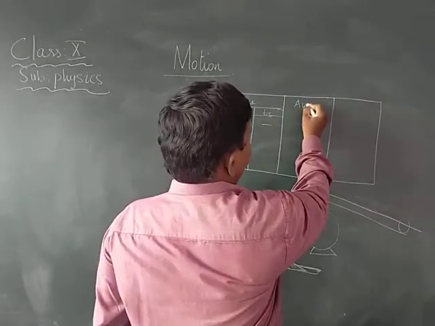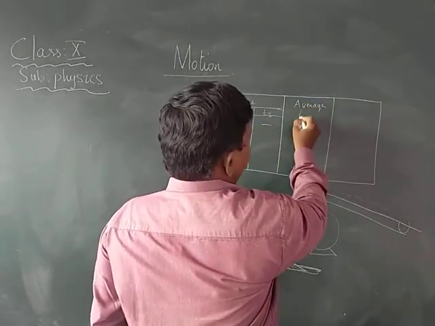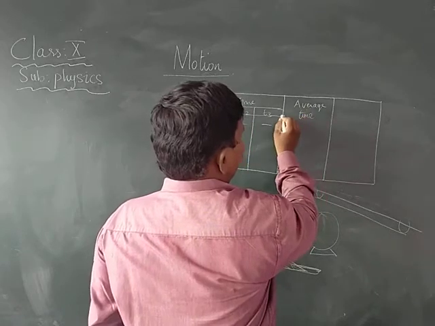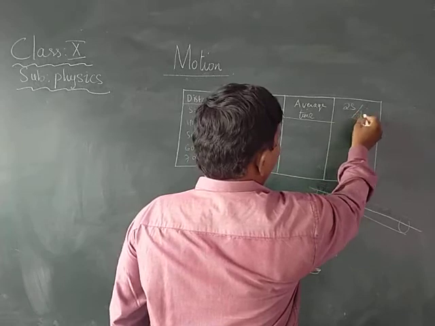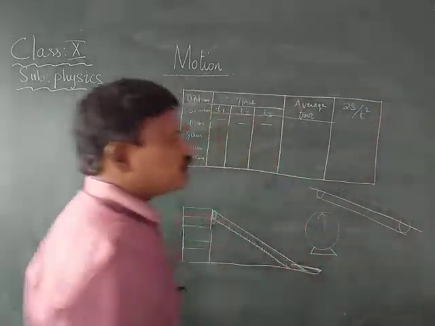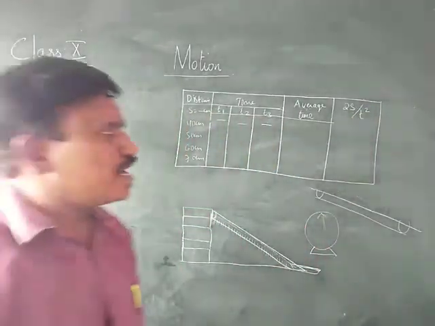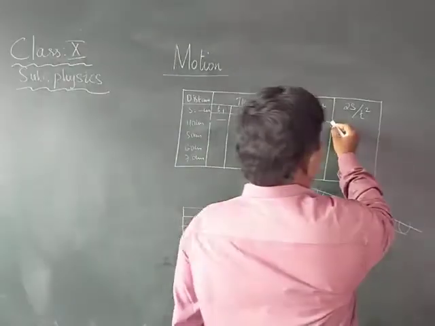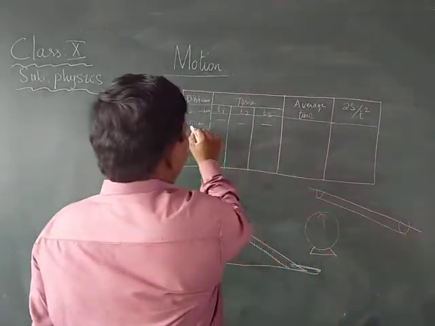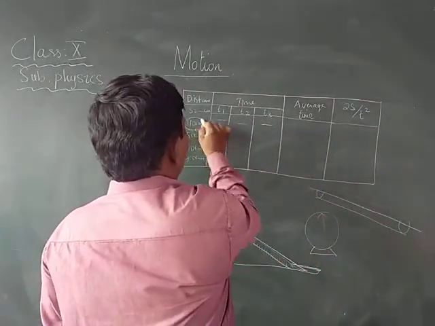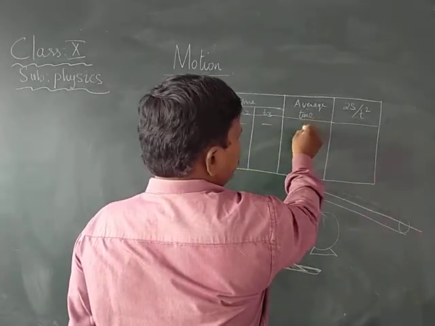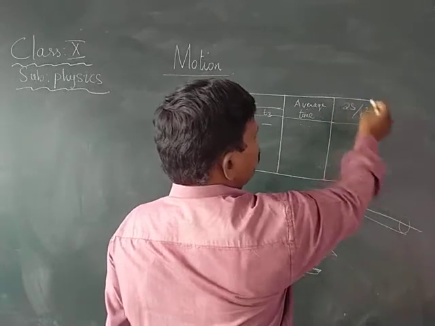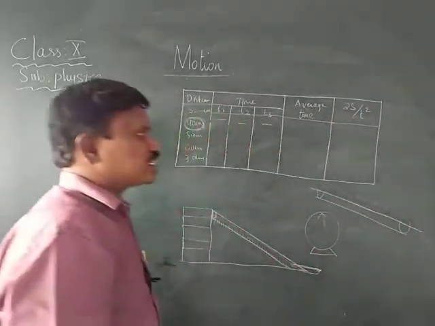Average time. You should note down the average time. Then you should find out the 2s by t square. 2s means, whatever the distance is, 2 times that distance, divided by the square of the average time you are getting. You have to find out the 2s by t square.